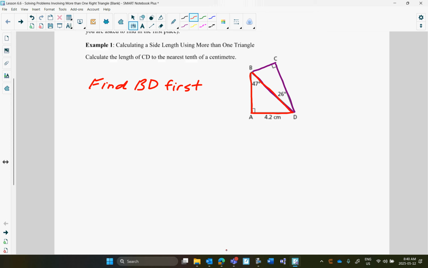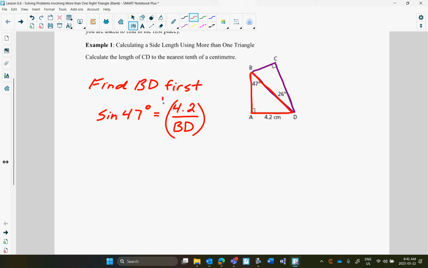How would you do it? Anybody got the equation? This is the angle I'm given. What's the name of this side? Opposite. What's the side I'm trying to find? Hypotenuse, which means sine. So sine of the angle, which is 47 degrees, equals the opposite side, which I'm given as 4.2, over the hypotenuse, which is what I'm trying to find. And you should be comfortable with how to solve this now.